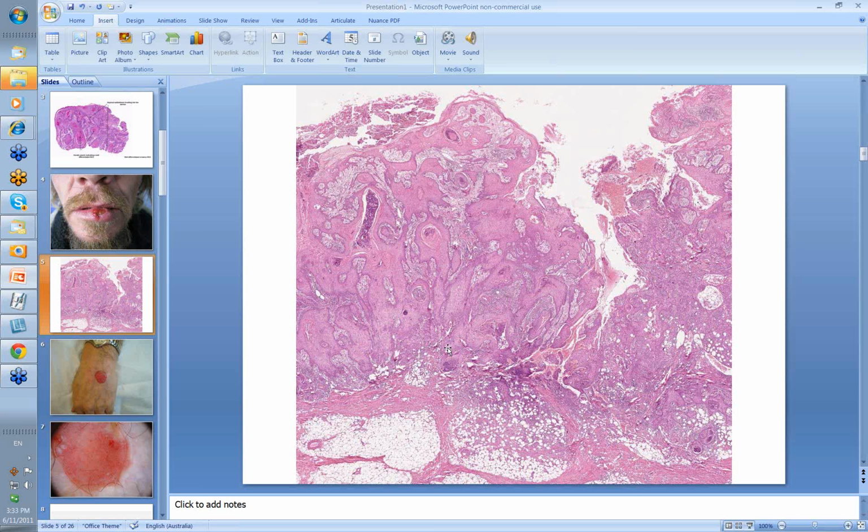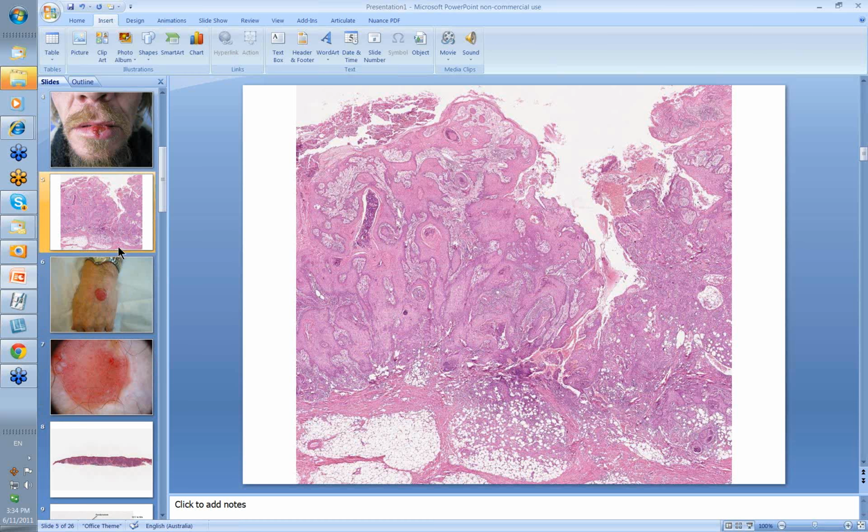Now, with SCCs, the less differentiated ones can obviously spread via the lymphatics and certainly even into blood vessels. There are several different types of growth patterns that can be seen. You can have a desmoplastic SCC where you've got really a marked fibrosis in the stroma. You can get a neurotropic SCC that's spreading along the sides of nerves, and you can also get an acantholytic SCC, and I think we have some images of that a little bit later on.